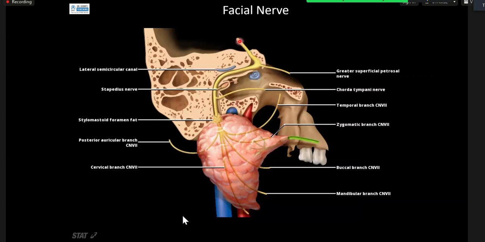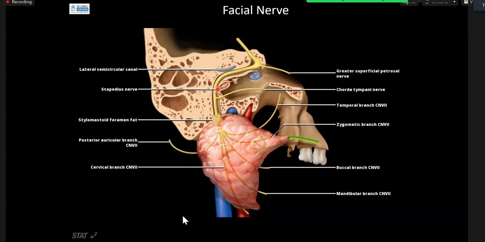So this is within the CP angle cistern. This is the labyrinthine portion. This is the geniculate ganglion. This is the tympanic portion. This is the mastoid portion. This is the stylomastoid foramen. Next to it is the parotid gland, and here it divides into its terminal branches.